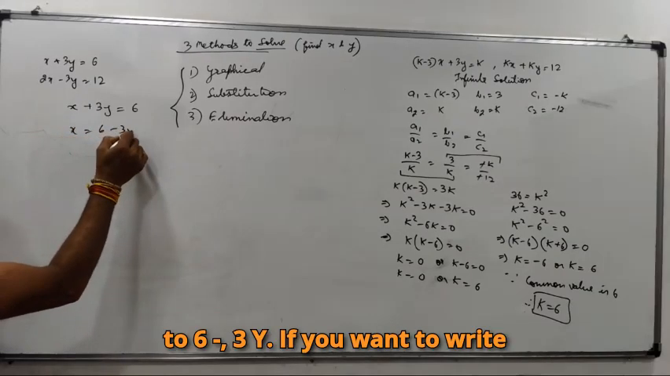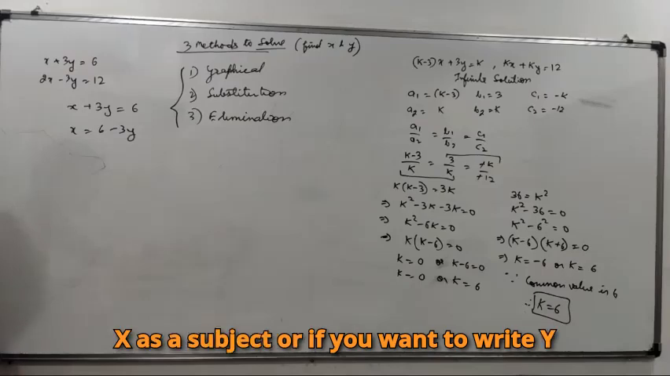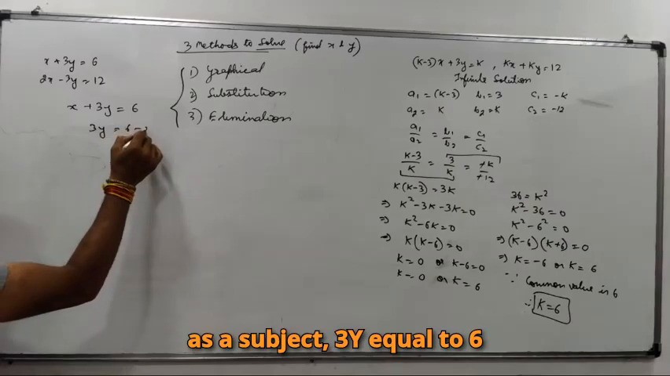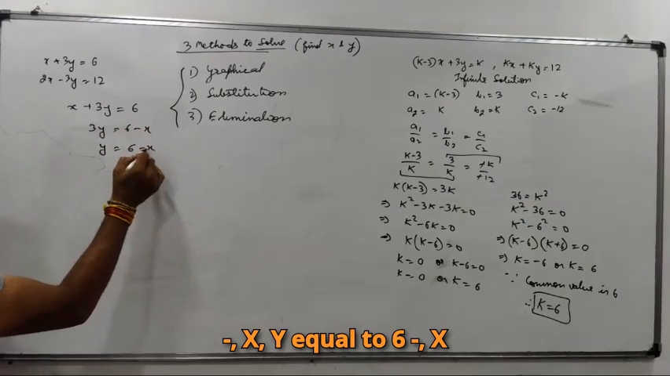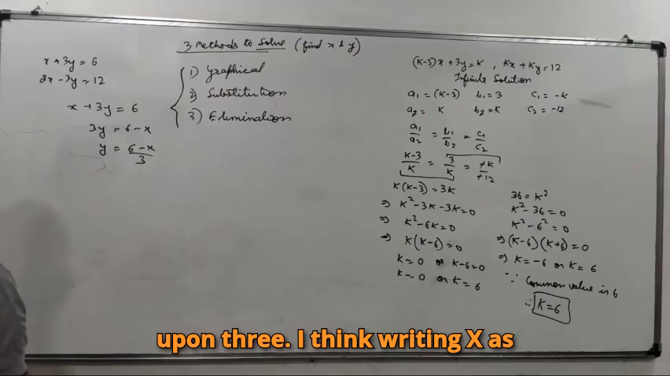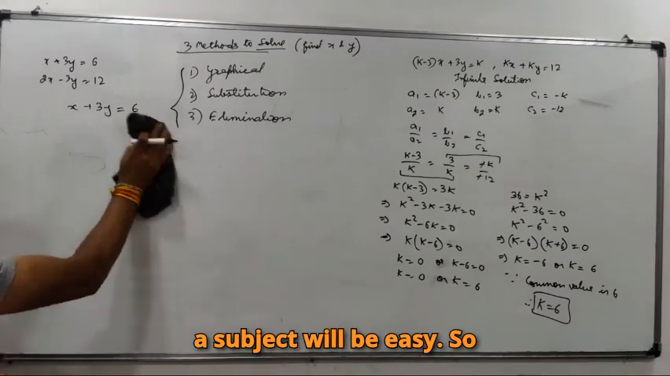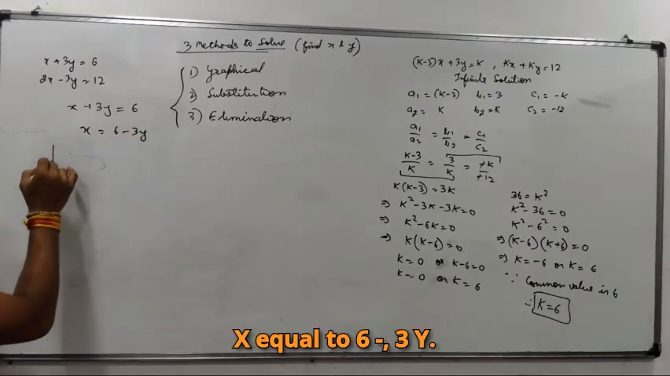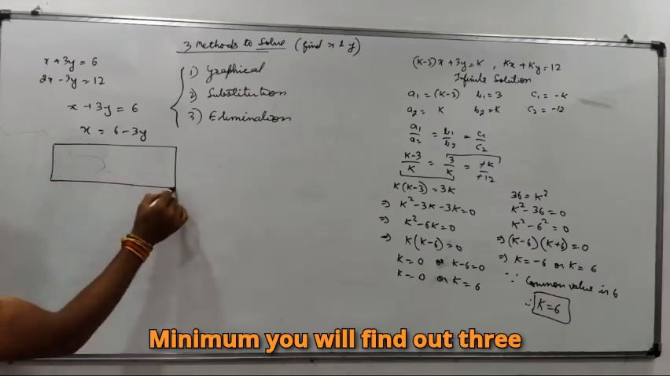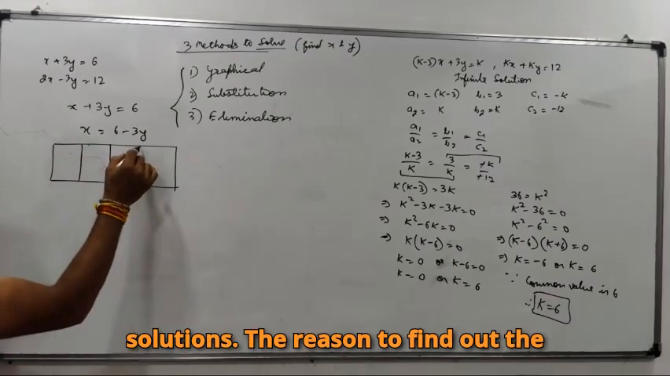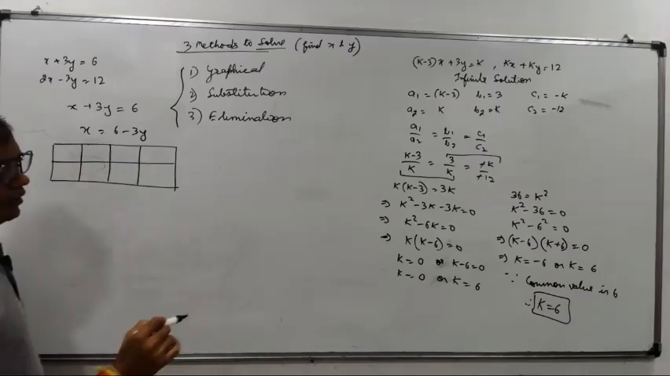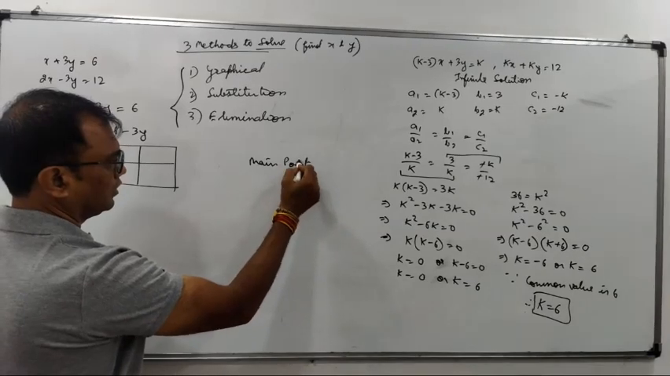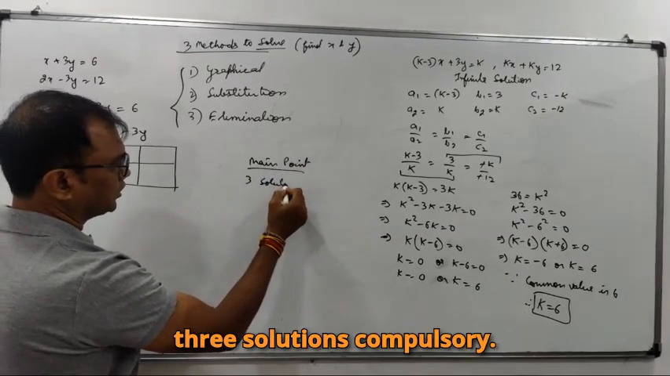x equal to 6 minus 3y. If you want to write x as a subject, or if you want to write y as a subject, so 3y equal to 6 minus x, y equal to (6 minus x) upon 3. I think writing x as a subject will be easy. So x equal to 6 minus 3y. Minimum you will find out three solutions. The reason to find out the three solutions is the main point. Three solutions compulsory.